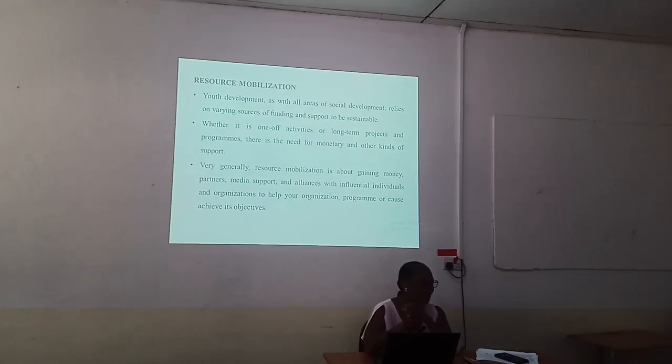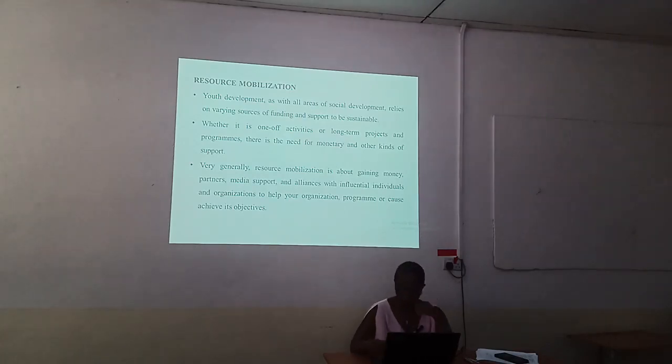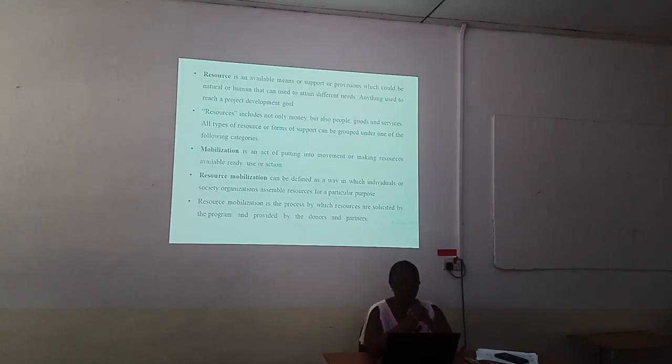So a resource is anything that will be used in the implementation of any project, whether it's a human resource or a material resource. Sometimes it can be material, sometimes non-material. So it's not only material resources that are required. A resource is an available means of support or provisions, human or natural, that can be used to attain different needs.